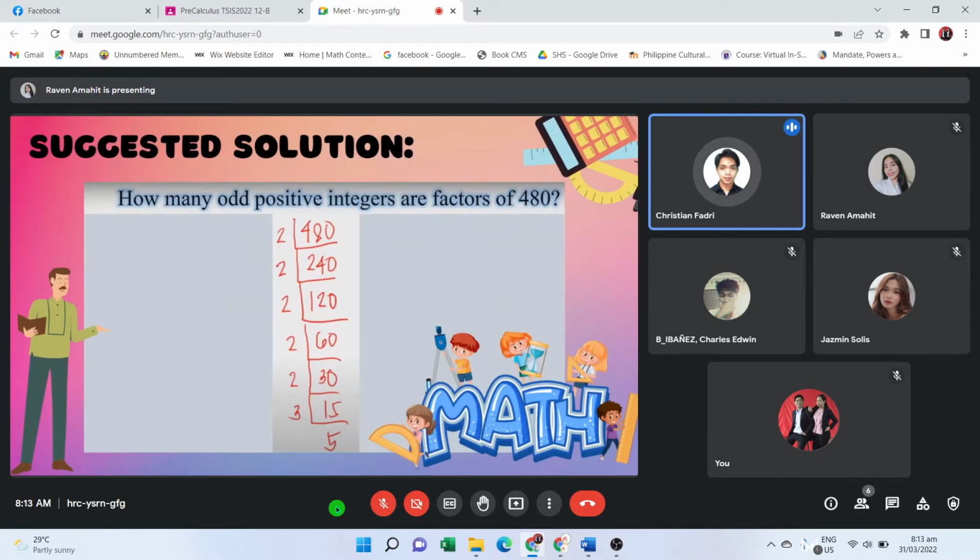So now, here is the suggested solution shown in the video. Let us start by writing the prime factorization of 480, and we can do that by the continuous method. Let us divide 480 by prime numbers continuously. 480 divided by 2 is equal to 240. Then 240 divided by 2 is 120. Next, 120 divided by 2 is 60. Next, 60 divided by 2 is 30. Next, 30 divided by 2 is 15. Still, 15 can be divided by the next prime number, which is 3. Therefore, it is equal to 5. Next slide.